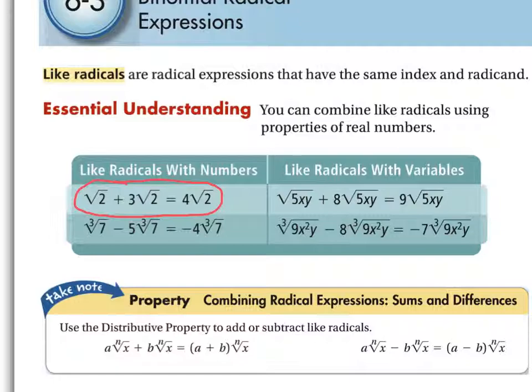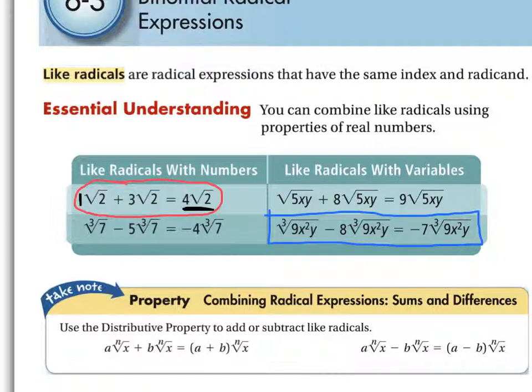Okay, so therefore I can basically break this up into a simple first grade problem. This is essentially asking me what is 1 plus 3? 4. It's 4 square root of 2. Okay, it's no different than if I had said x plus 3x. It's 4x. Doesn't matter how complex it looks, as long as the index is the same and the radicand is the same.